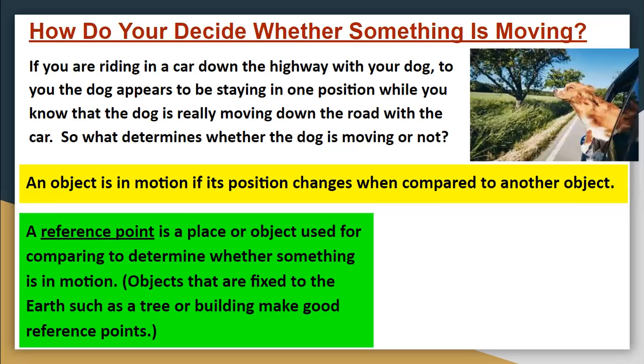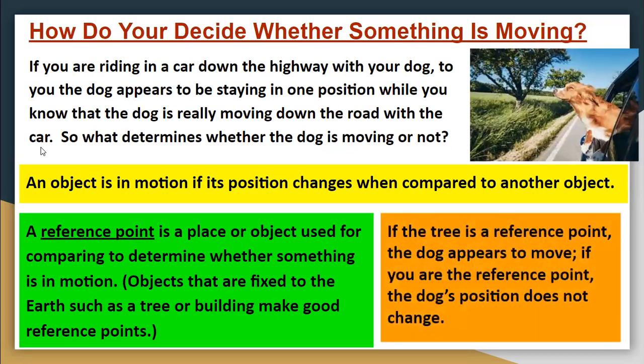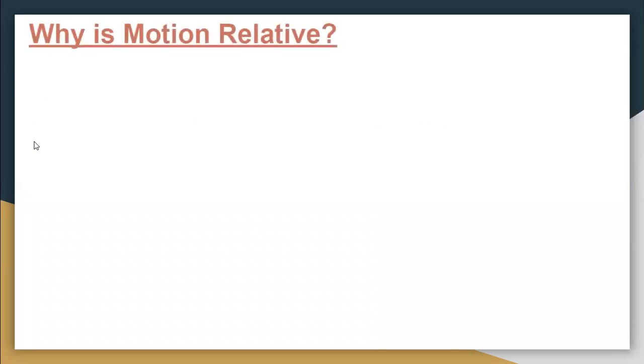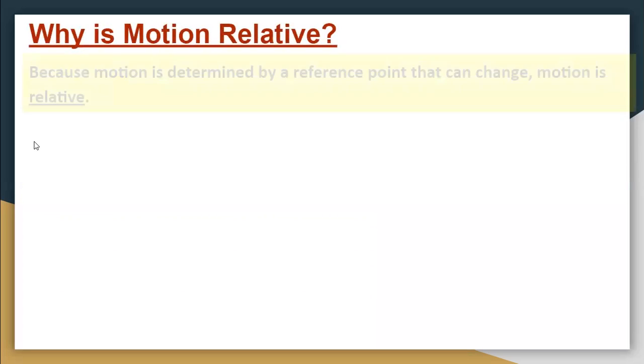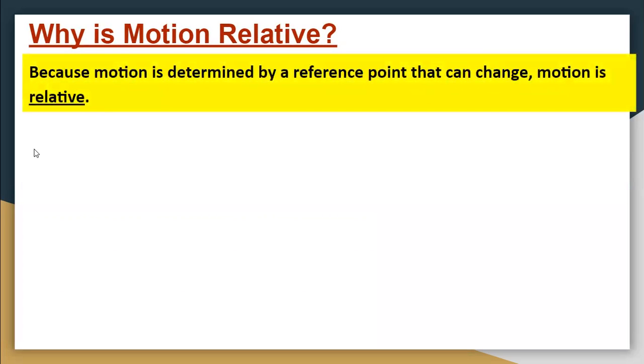So you can tell if the dog goes past the tree that the dog really is moving, even though when he's sitting next to you, he doesn't appear to be moving because you are moving along with him. So just like I said, if the tree is a reference point, the dog appears to move. If you, however, are the reference point, then the dog's position does not change. So what does that mean about motion? Well, that means that motion is relative, right? Why is motion relative? Well, because motion is determined by a reference point, and your reference point can change, right?